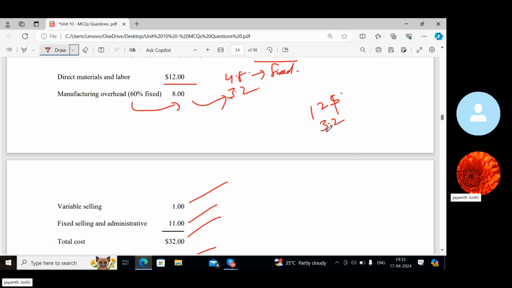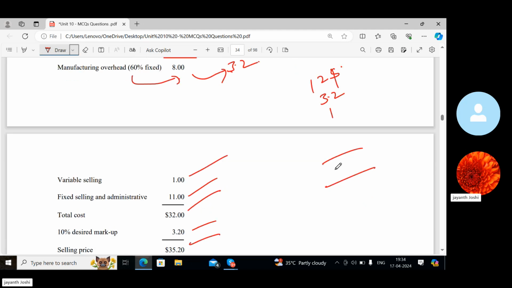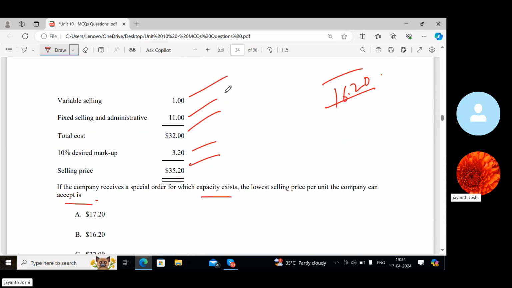And then the variable selling price also we have to take. So how much is that? 16.2. Anything else? Others are fixed. This we cannot take. So the answer is 16.2. Correct?